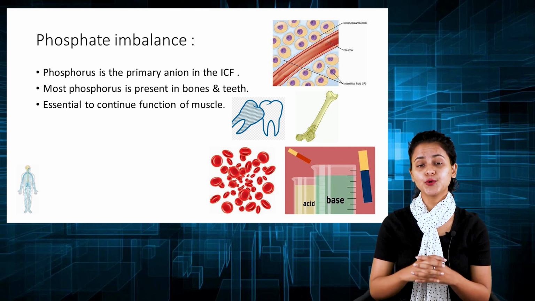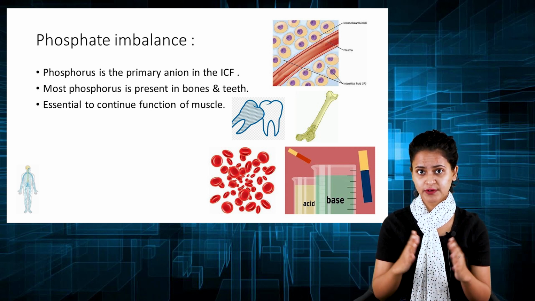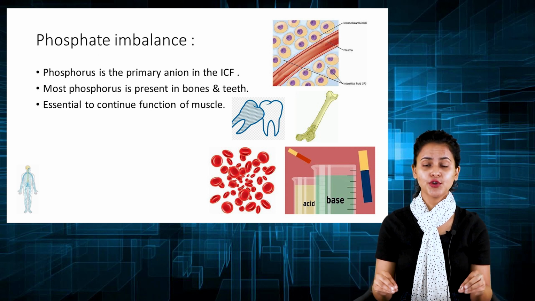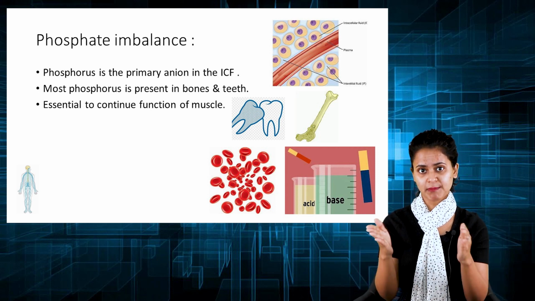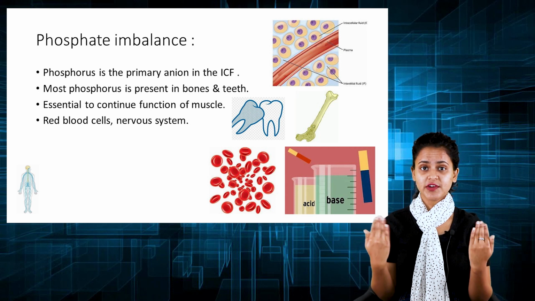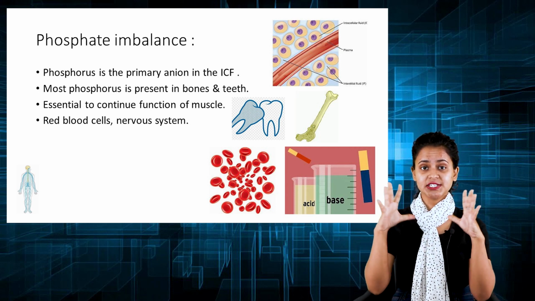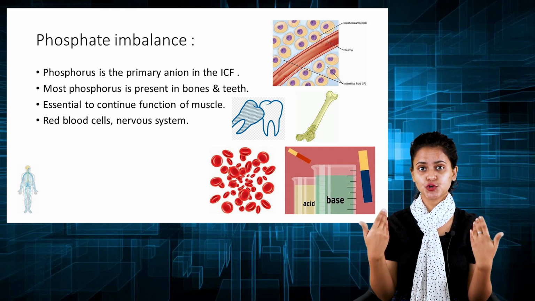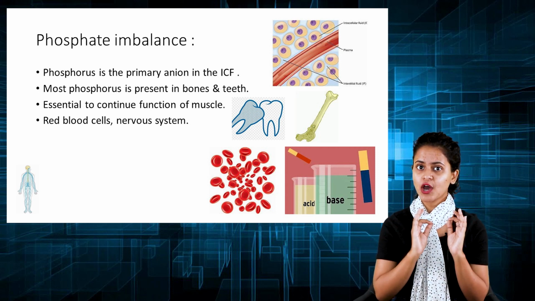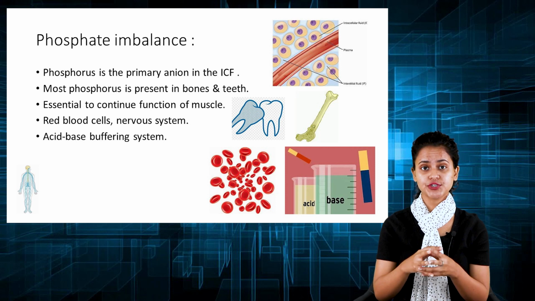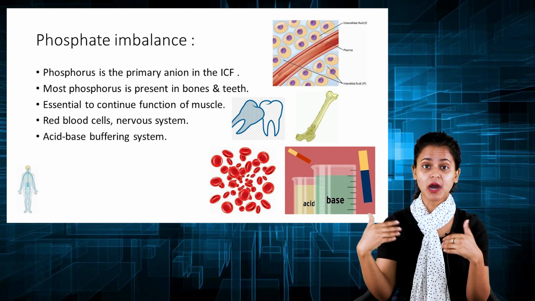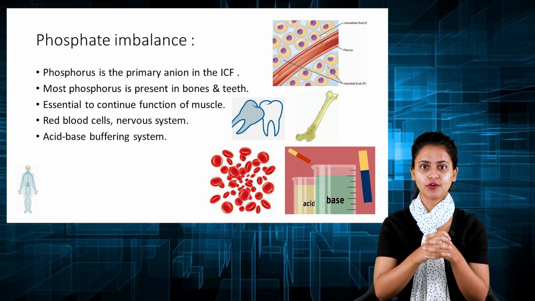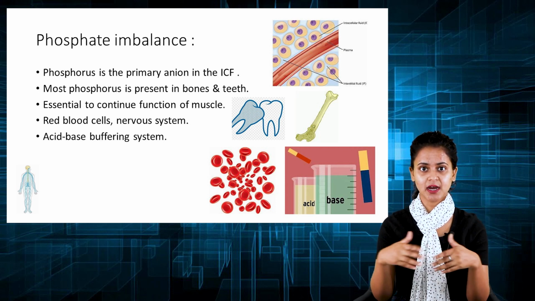Now there are a few major functions of phosphorus inside an individual's body. We will be learning the functions one by one here. The formation of red blood cells, even the activity of the nervous system, will be mostly controlled by the presence of phosphorus. Often we are going to see the acid-base buffering system depend on the amount of phosphorus present inside the body.